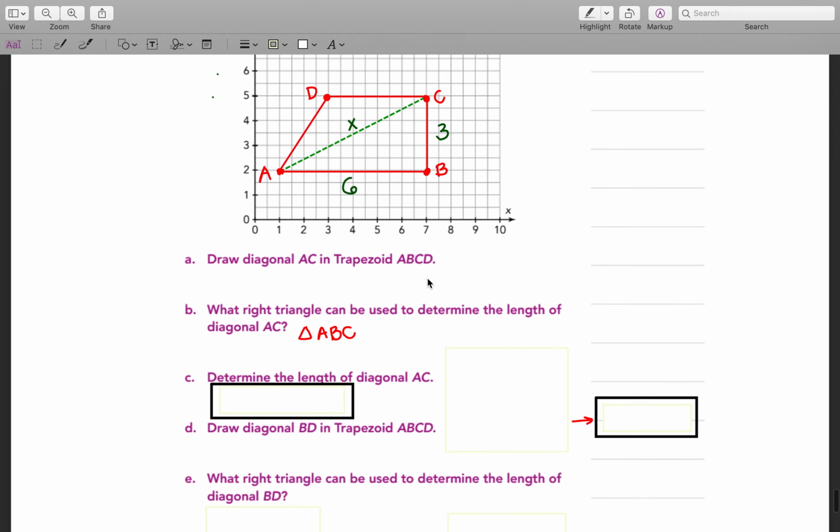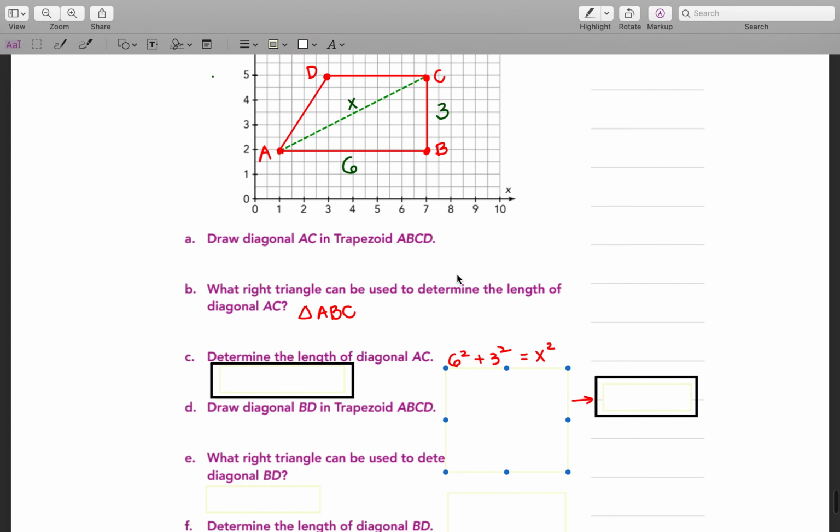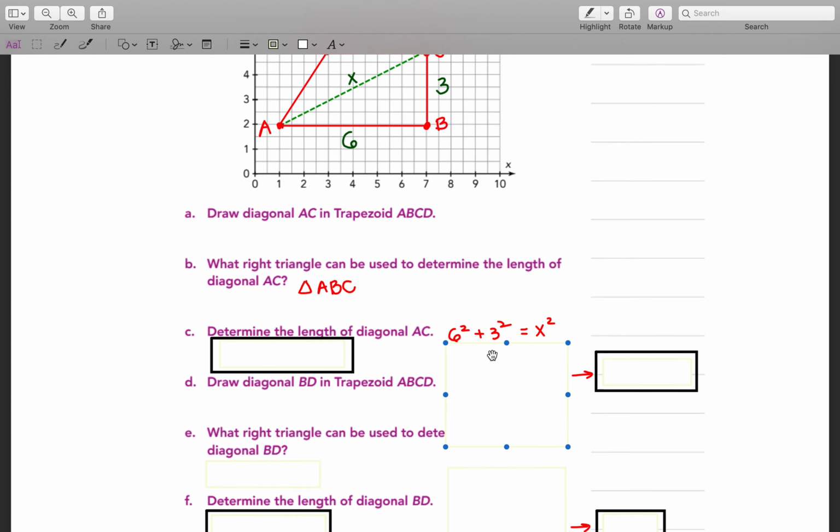So knowing that, to figure out the length of the hypotenuse, you would just do a squared plus b squared is equal to c squared. In this case, it would be 3 squared plus 6 squared is equal to x squared. So 6 squared is 36 plus 3 squared is 9, which is 45. And so we would take the square root of 45 to figure out x, which is 6.7. So that means diagonal AC, or the segment AC, is 6.7 units.